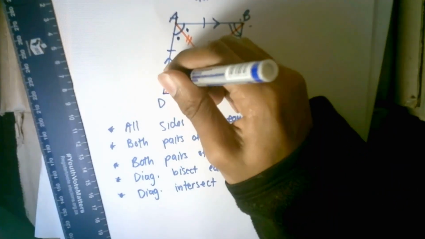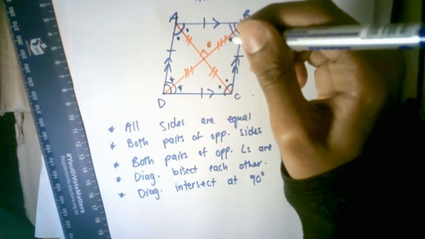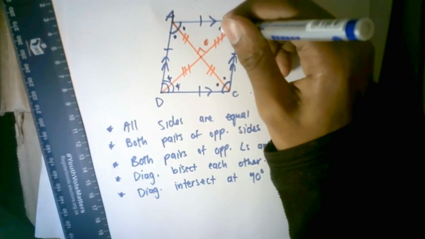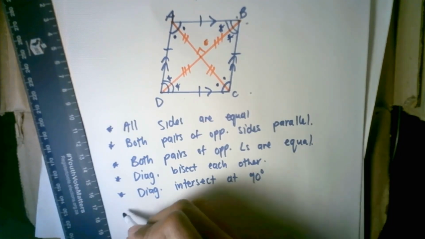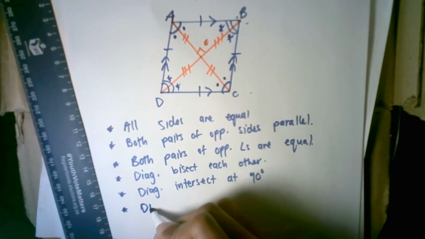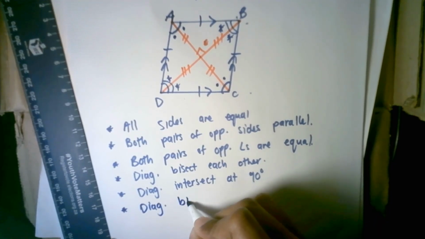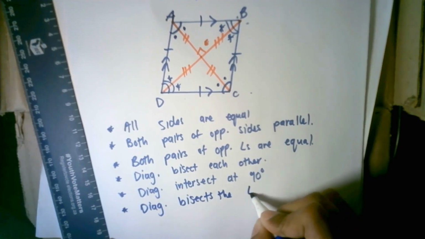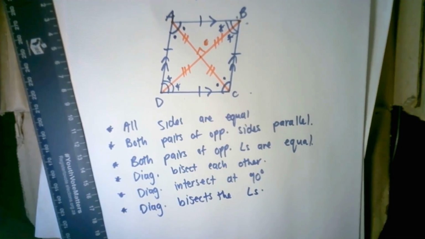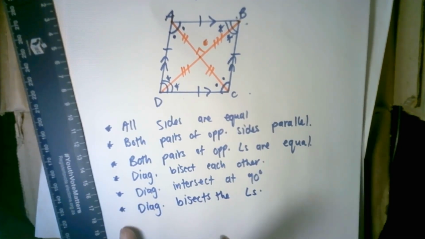And this diagonal would bisect these two, angle D, and the diagonal will also bisect angle B as well. So the diagonals bisect the angles. Right. So those are the properties of a rhombus. Now, moving on to the next figure, let's look at a trapezium.